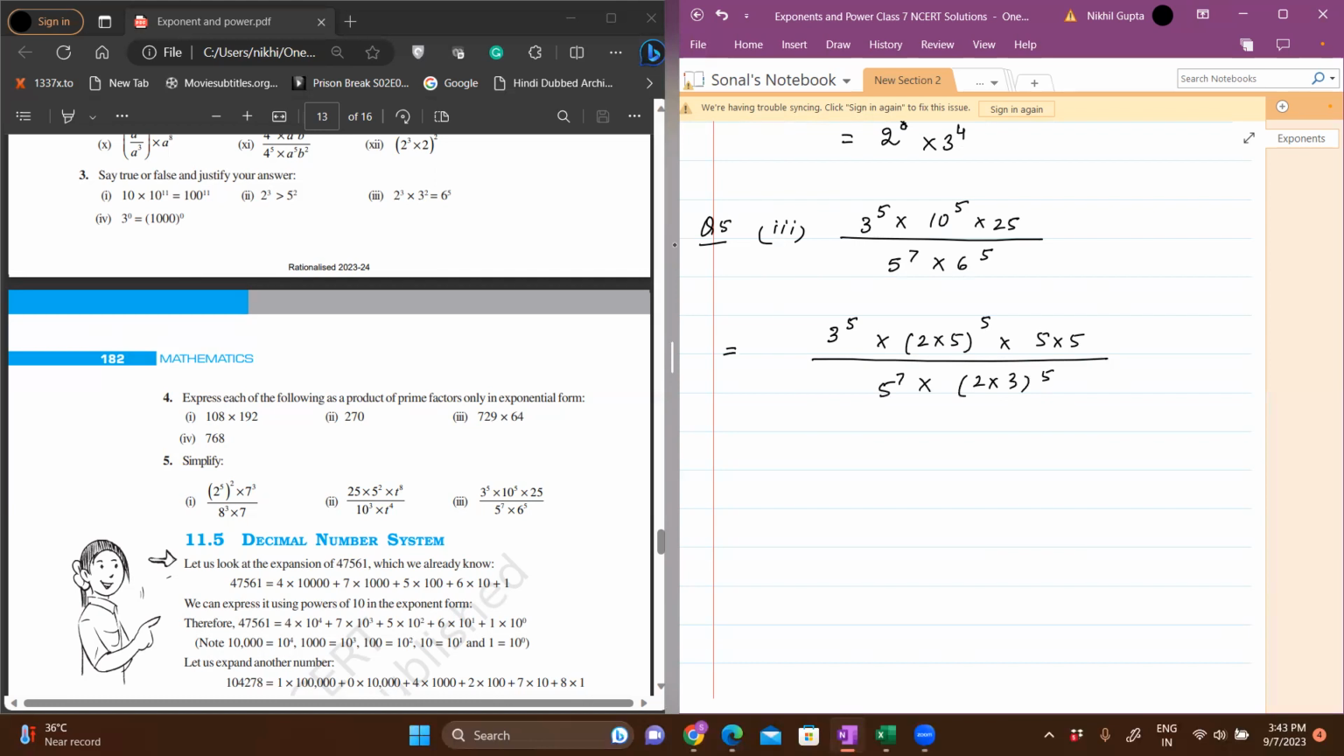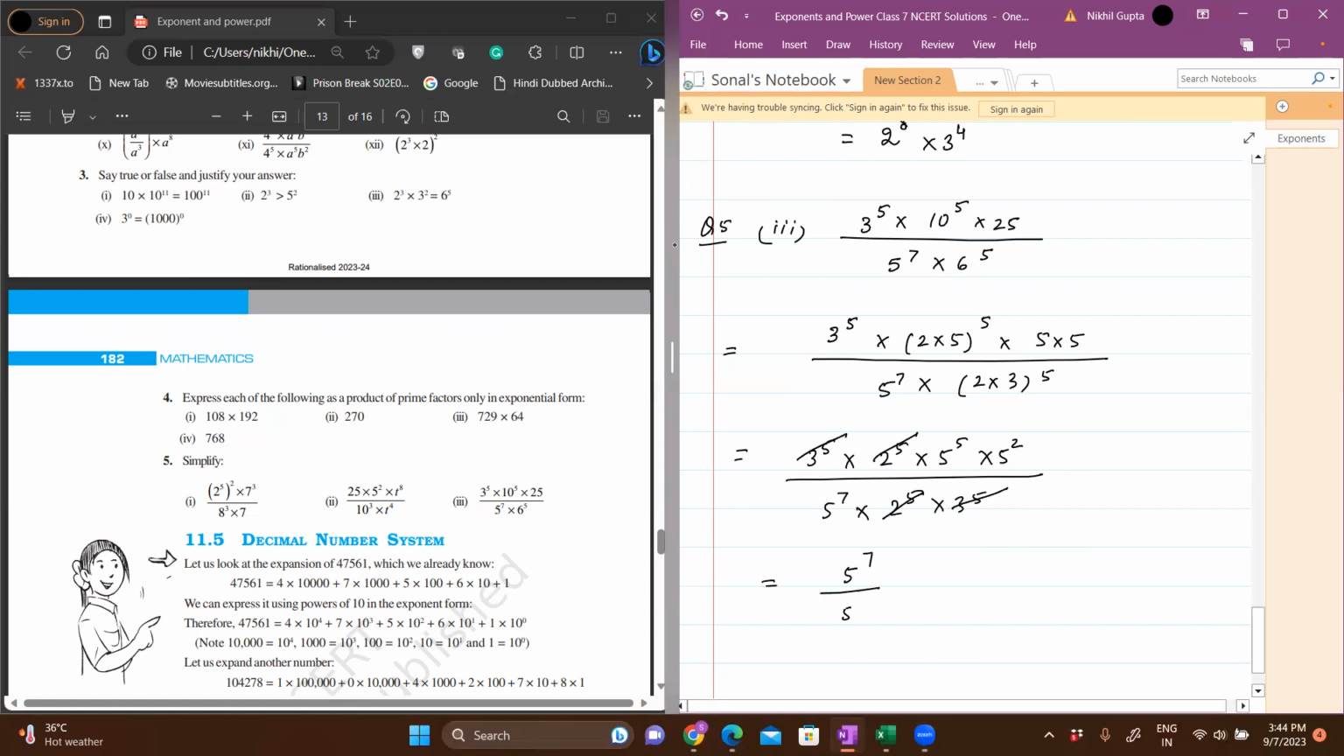I can just open up the brackets now. This will be 3 to the power 5 into 2 to the power 5 into 5 to the power 5 into 5 square upon 5 to the power 7 into 2 to the power 5 into 3 to the power 5. Now I can check, 2 to the power 5 with 2 to the power 5 gets cancelled. 3 to the power 5 and 3 to the power 5 also get cancelled. So I'm left with 5 to the power 7 upon 5 to the power 7, which ultimately gets cancelled. The answer is 1.